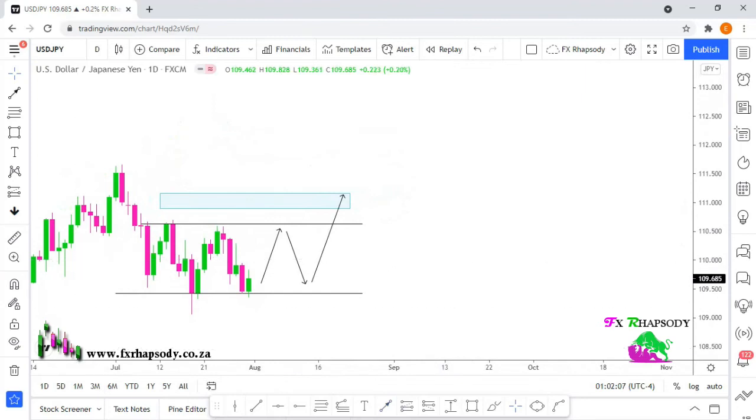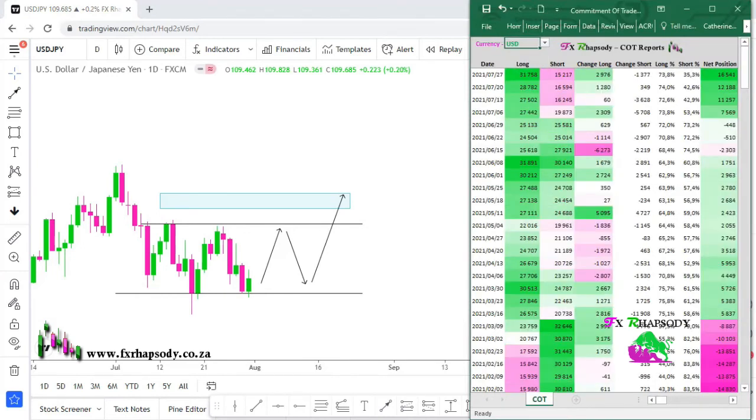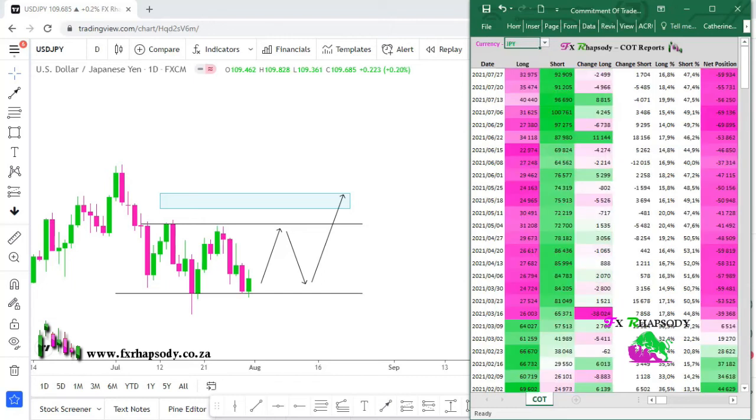So we're looking at the US dollar, Japanese yen. I just wanted to show you quickly, we know that the dollar is strengthening, pushing it up. Let's go have a look at the Japanese yen. On the Japanese yen side, we can see the yen is definitely losing momentum again. A lot of longs have been taken out of the market, and more shorts have been placed in the market.